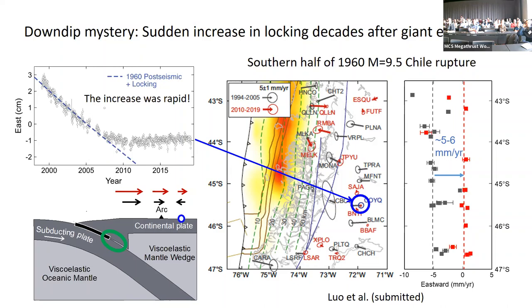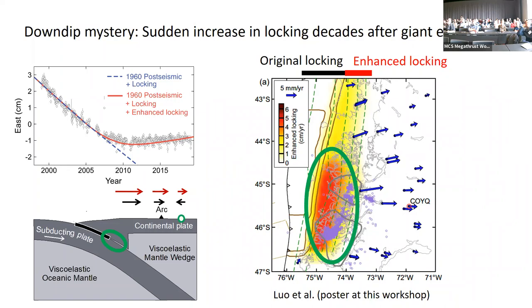And so this is a simple model to illustrate if you do have some enhanced locking down dip of the original lock zone here, and we can have all this sudden increase. So that's something we don't have a clue what happened, just like we don't have a clue what happened before the Tohoku earthquake. So it could accelerate, it could enhance locking.